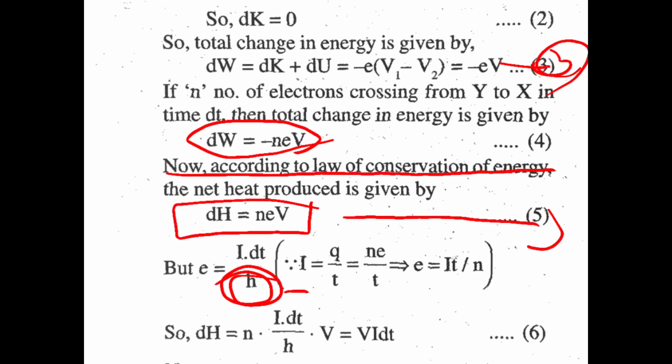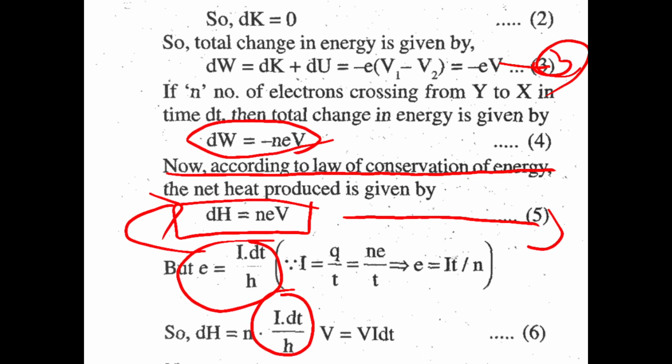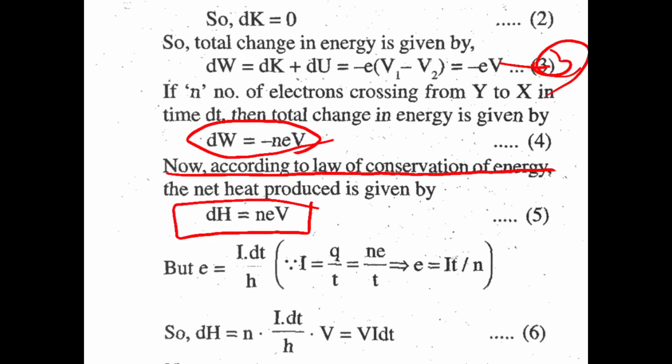Putting the value of E in equation 5, we get dH is equal to N into E into V. E means I dt by N, so dH equals N times I dt by N times V. N cancels. We get VI dt. This is equation 6.